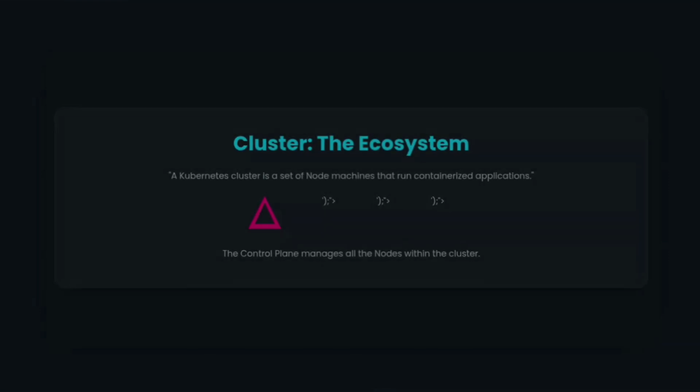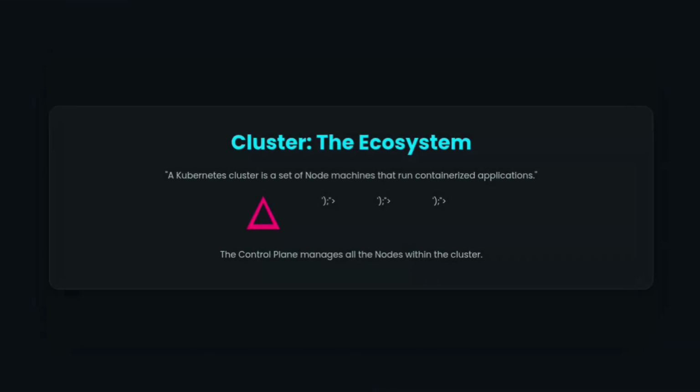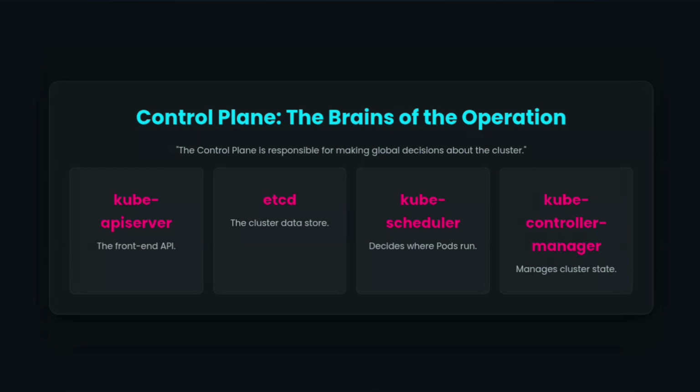Now, put it all together and you get a cluster. A Kubernetes cluster is a set of node machines that run containerized applications. It's orchestrated by the control plane, which is the brain of the Kubernetes system. The control plane is responsible for making global decisions about the cluster, like scheduling applications and managing the desired state.